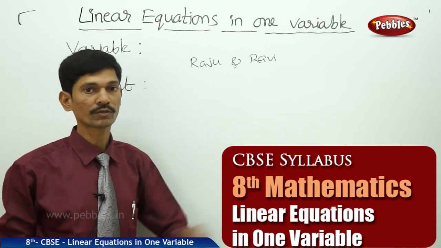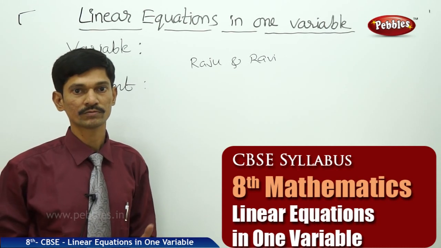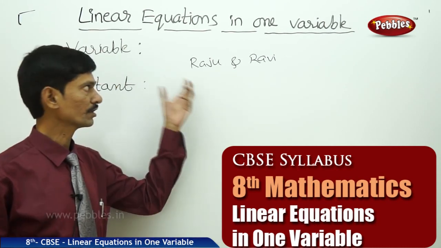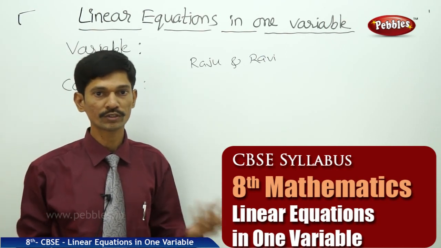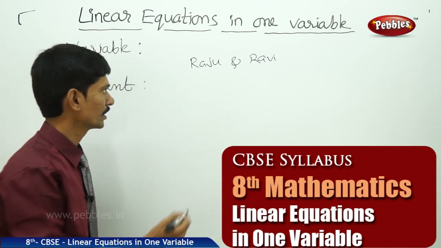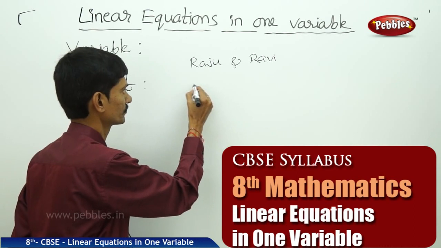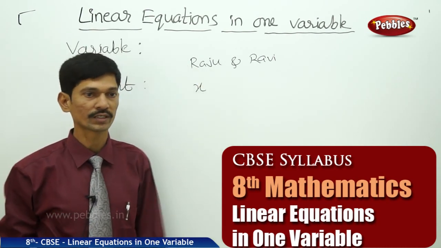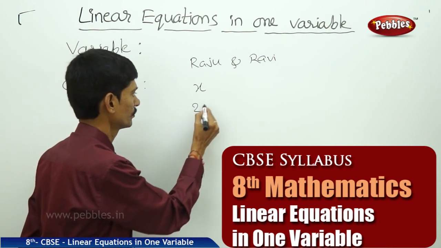Then Ravi immediately told the answer. But how could Ravi solve the problem? Let us see. According to Raju's statement, we don't know the number. So let us take the unknown number to be x. Double the number, then we get 2x.